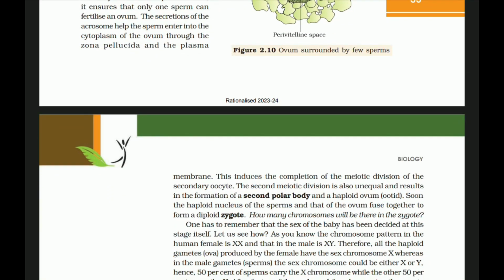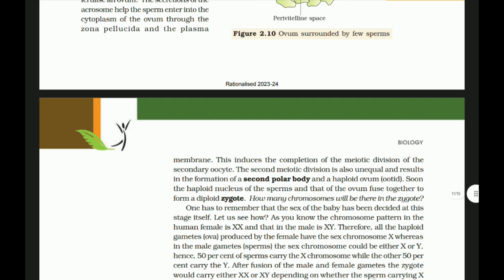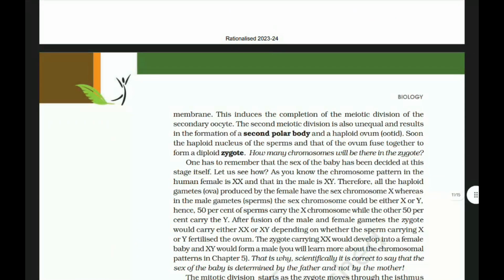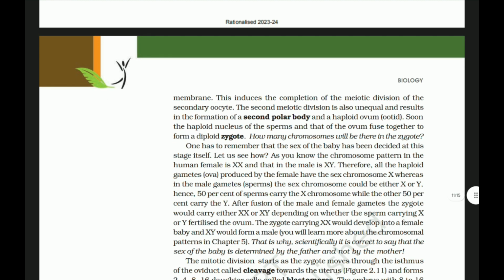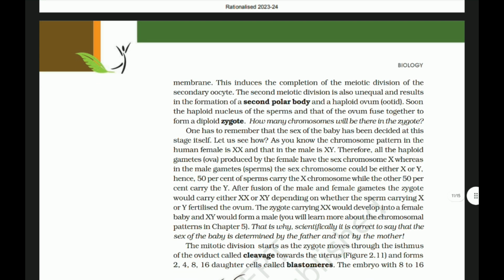This induces the completion of the meiotic division of the secondary oocyte. The second meiotic division is also unequal and results in the formation of a second polar body and a haploid ovum. Soon the haploid nucleus of the sperm and that of the ovum fuse together to form a diploid zygote. How many chromosomes will be there in the zygote? One has to remember that the sex of the baby has been decided at this stage itself.